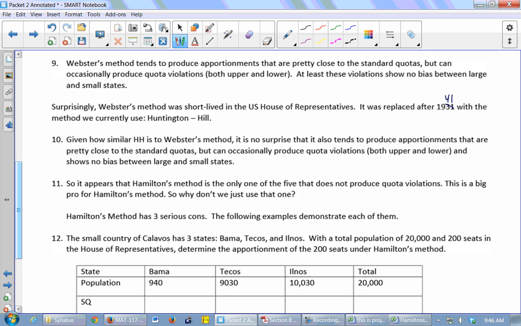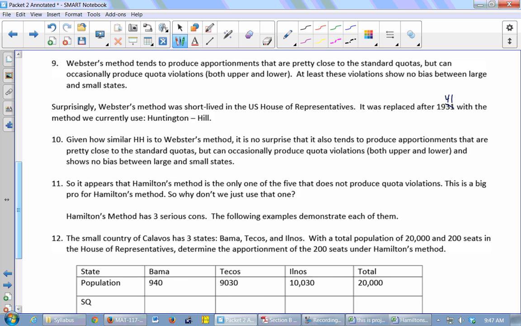And given how similar Huntington Hill is to Webster's, if you remember, Huntington Hill also sometimes rounds up and sometimes rounds down. It just uses a different cutoff than Webster's, right? Webster's always uses 0.5 as the cutoff. Above it, round up. Below it, round down. Huntington Hill's cutoff is kind of like this floating magical number that you have to calculate every time you want to round something. But the cutoff is generally close to 0.5, right? It might be like 0.49 or 0.496. So the cutoff is really close to 0.5, which means that these two methods are very, very close to each other.